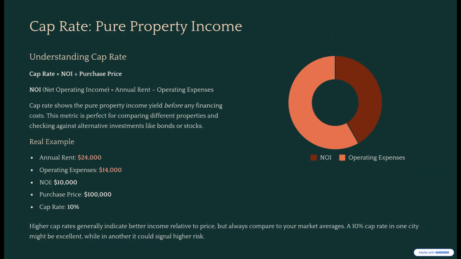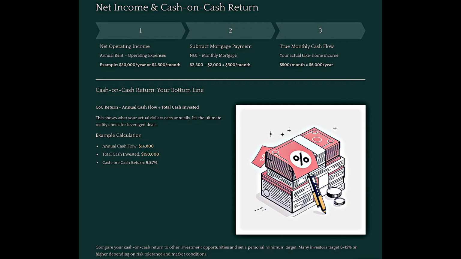Cap rate, pure property income. Cap rate shows the property's pure income yield before financing. Cap rate equals net operating income divided by purchase price. Example, if annual rent is $24,000 and expenses are $14,000, your net operating income is $10,000. On a $100,000 property, that's a 10% cap rate. Higher cap rates generally mean better income for your money, but always compare within your market.